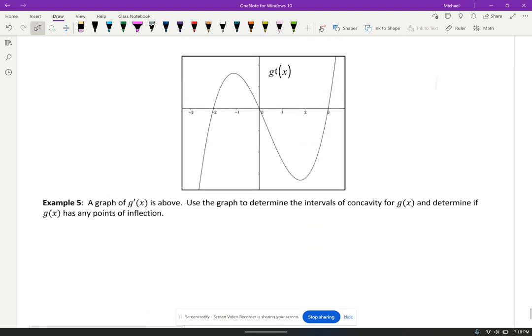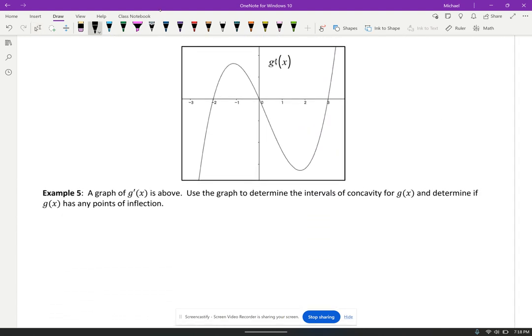As we go to the last example here, thank goodness, we're given the graph of g prime. Use the graph to determine intervals of concavity and determine if g has any points of inflection. So same idea, there is a 0 slope here, and there's a 0 slope here. So that looks like it's going to happen. Where does this happen? Why don't we just call it 2, and why don't we just call it -1, just for simplicity here.